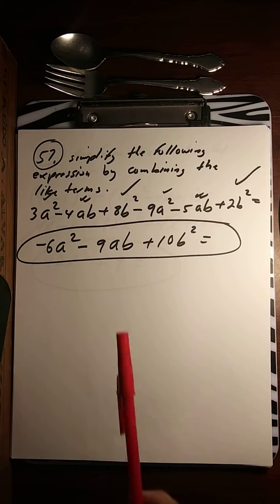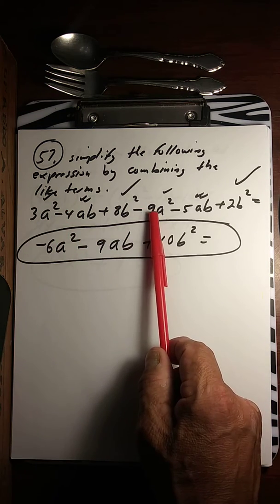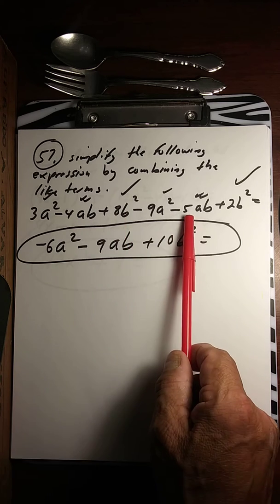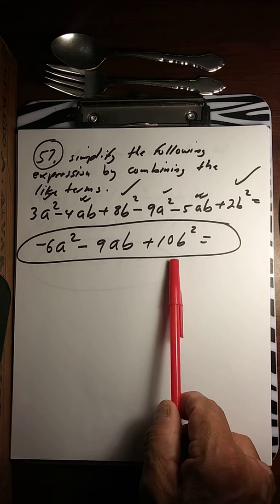Simplify the following expression by combining like terms. 3a squared and negative 9a squared is negative 6a squared. Negative 4ab, negative 5ab is negative 9ab. And then 8b squared and 2b squared, 10b squared.